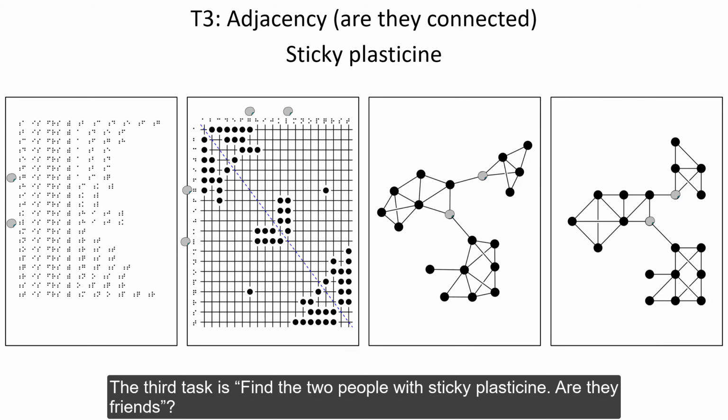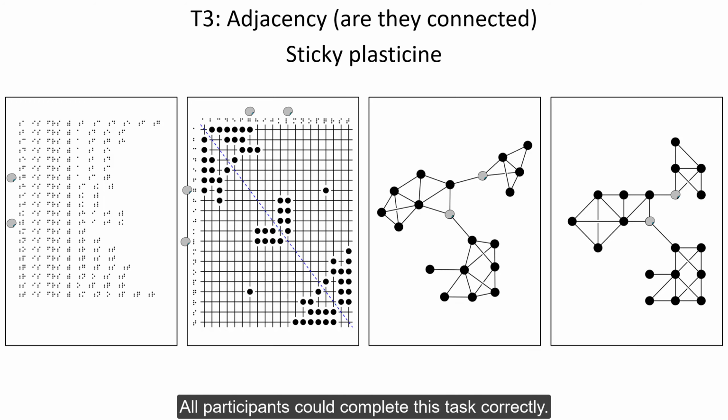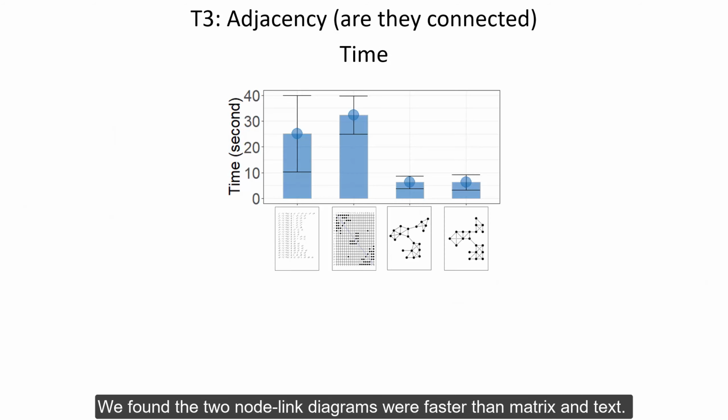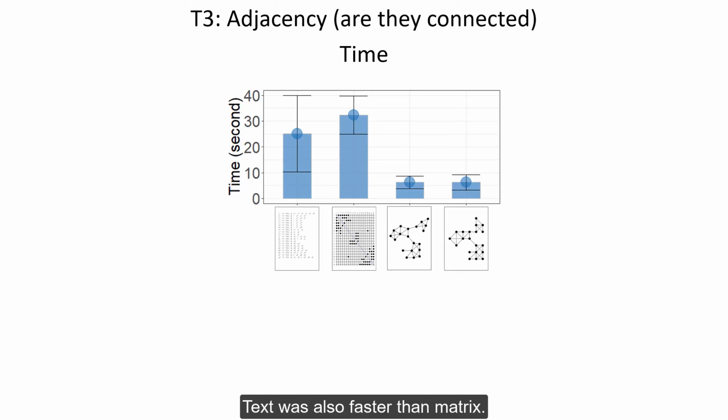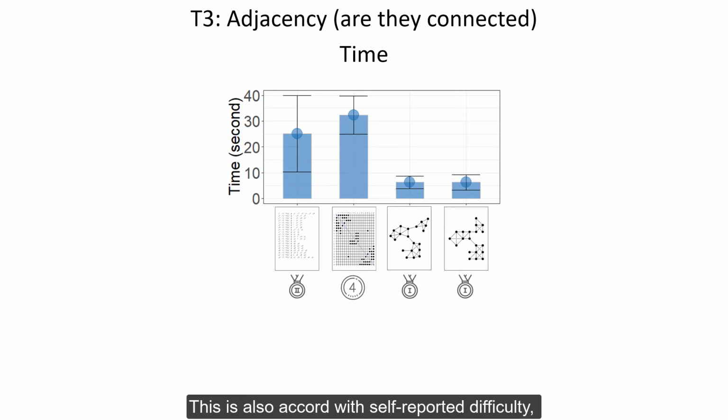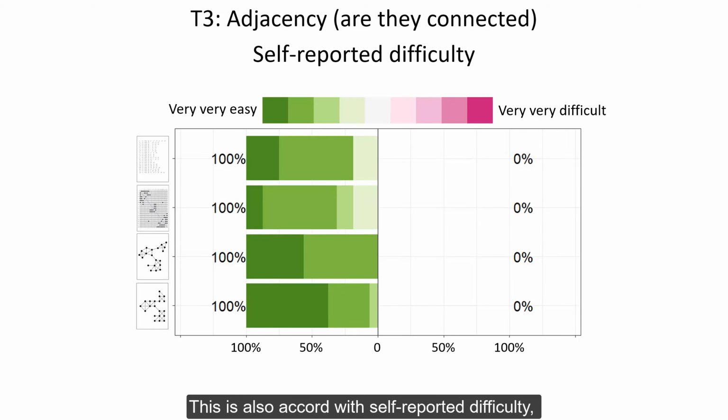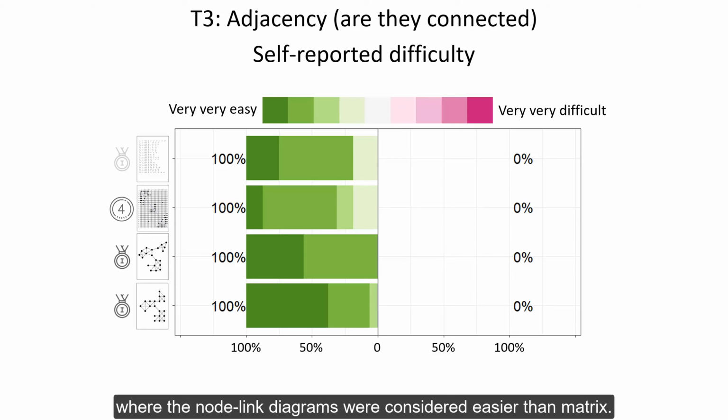The third task is find the 2 people with sticky plasticine. Are they friends? All participants could complete this task correctly. We found the 2 node link diagrams were faster than matrix and text. Text was also faster than matrix. This is also occurred with self-report difficulty, where the node link diagrams were considered easier than matrix.